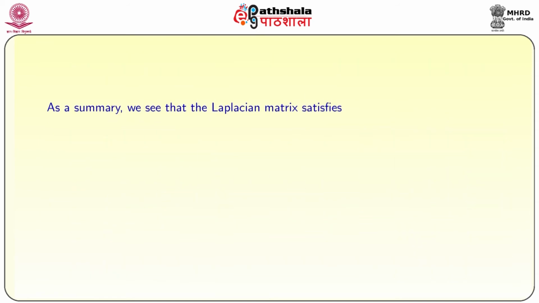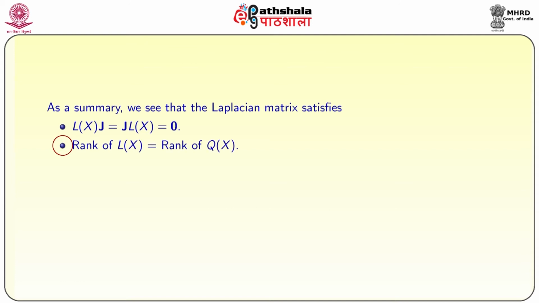As a summary, the Laplacian matrix satisfies L(X) J equal to J L(X) equal to 0. This is because the row sums and column sums of the Laplacian matrix are 0, which is why we proved the previous result. Because of that, the cofactors of any n minus 1 by n minus 1 submatrix are equal. Further, L(X) J equals J L(X) equals 0, and the rank of L(X) is equal to the rank of Q(X). So it is also an important part.